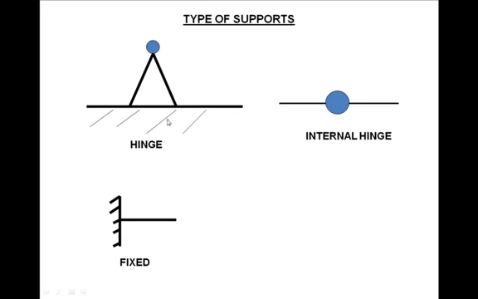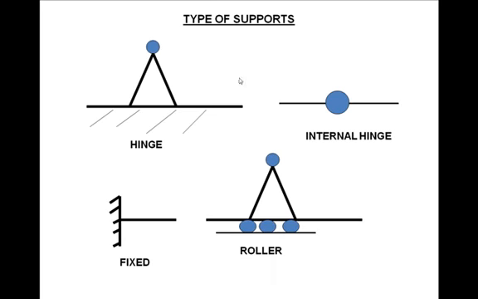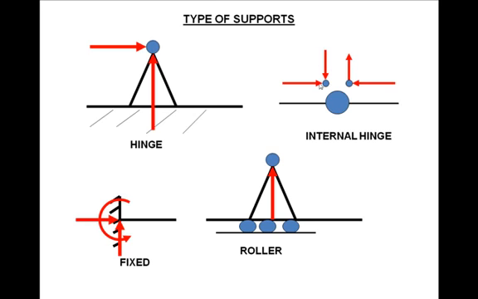The 4 types of supports are hinge support, internal hinge, fixed support, and roller support. Now each of these supports is associated with reactions. For example, hinge support is associated with 2 reactions, one horizontal and one vertical. Roller support is associated with only one reaction, that is vertical. Fixed support is associated with 3 reactions, one horizontal, one vertical, and one moment reaction. And internal hinge is associated with one horizontal and one vertical on each side of this internal hinge.